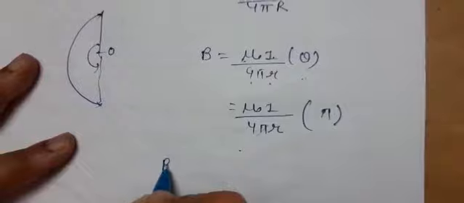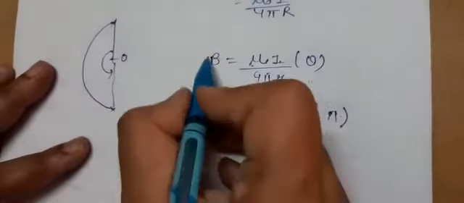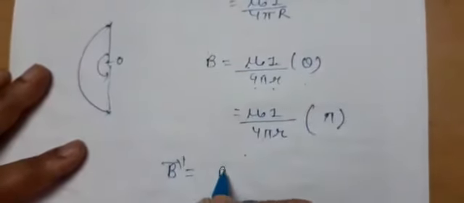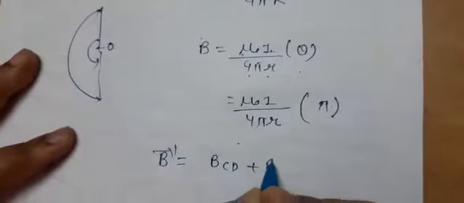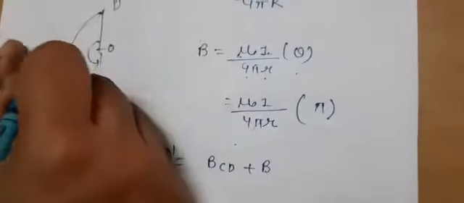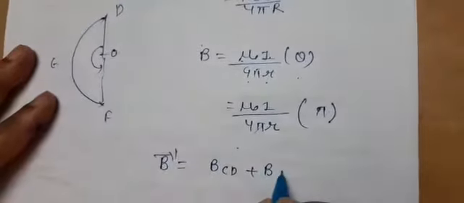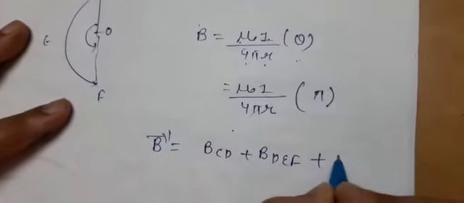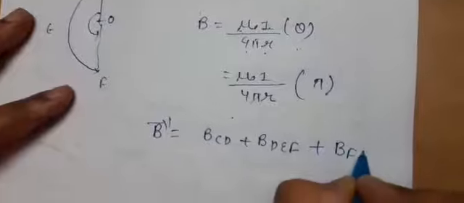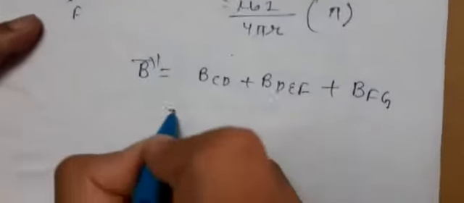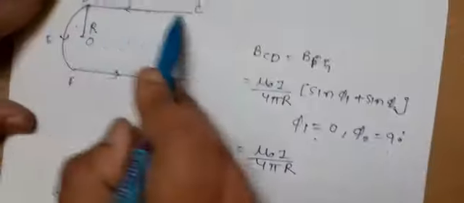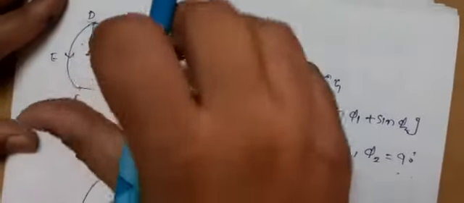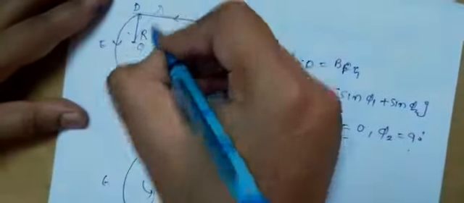So the total magnetic field B dash will come out to be B CD plus B DEF, or B you can take, plus the magnetic field for the straight wire FG. The main important thing is the direction. As current is flowing in this direction, here the magnetic field is directed outward for this wire.